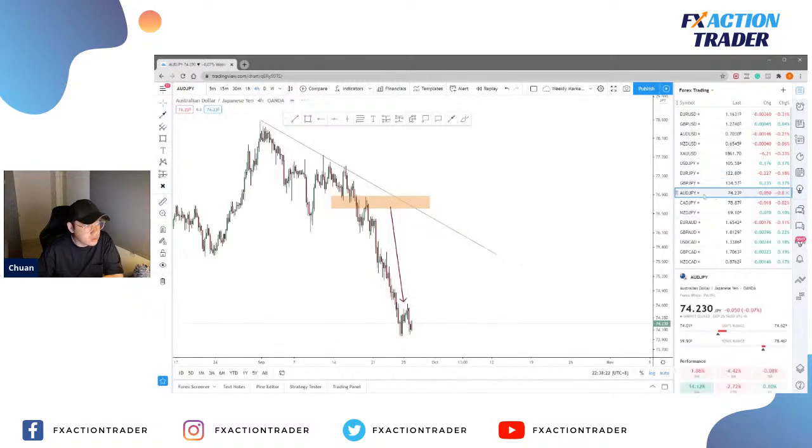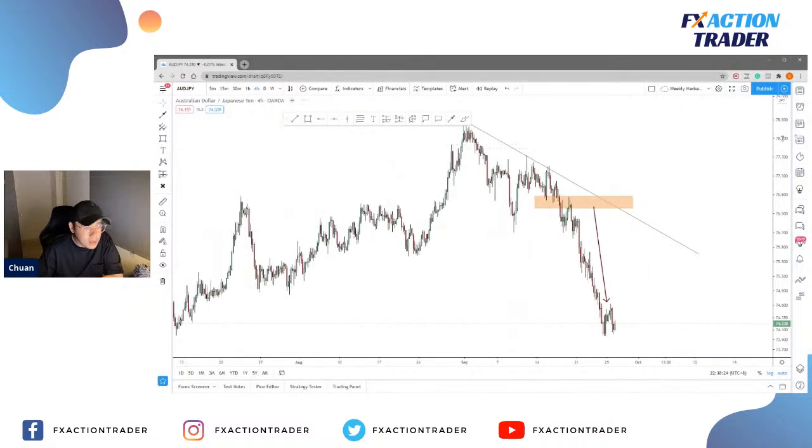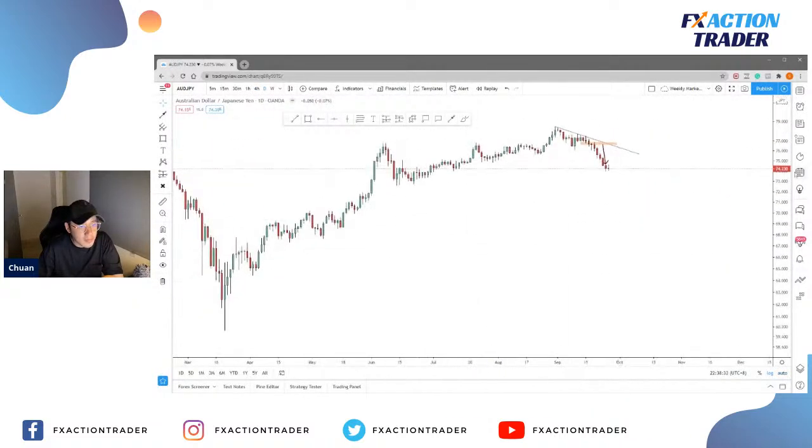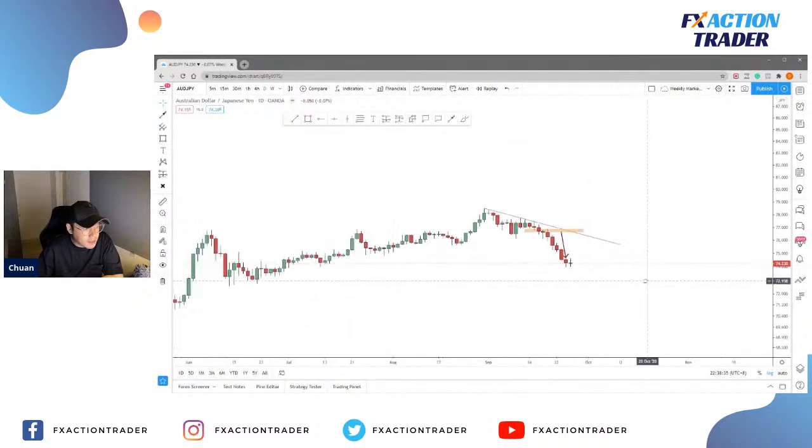So let us have a look at this Aussie yen. For Aussie yen, very obvious, still in the downtrend. But if we look at the daily chart, I would expect the market to do some minor pullback or some minor retracement and continue the downtrend.